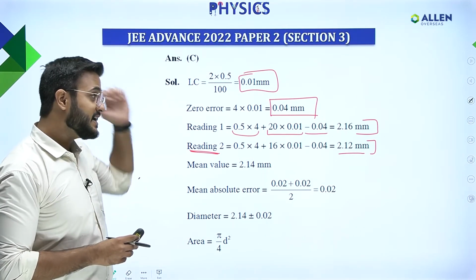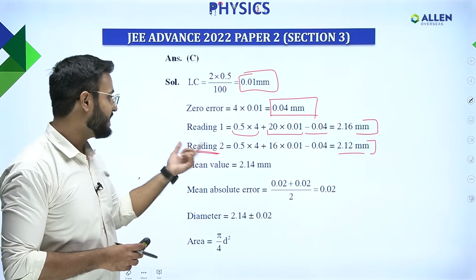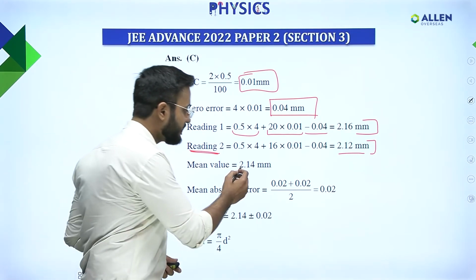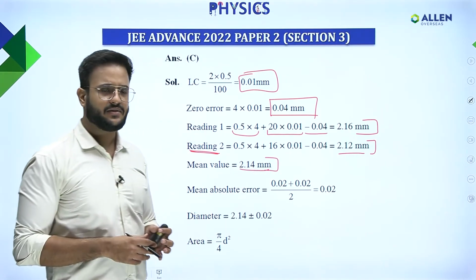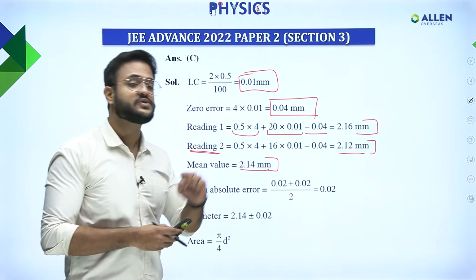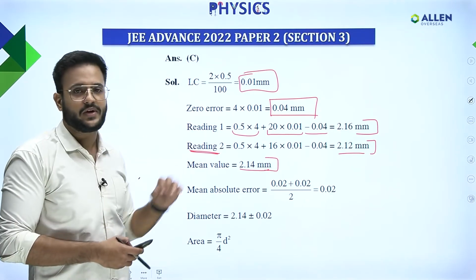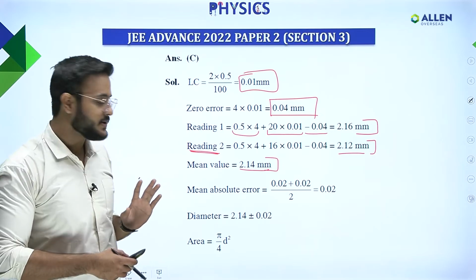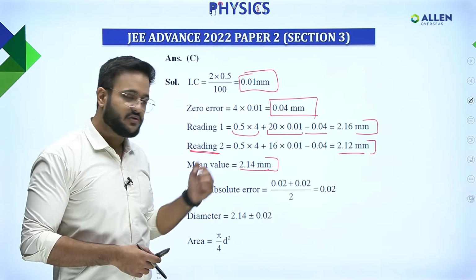Now here what we'll do, we'll take the average of them. So the average, the mean value, would be 2.14 mm. And we take this mean value as the true value, although it is not the true value, we treat it like that. So mean absolute error would be what?